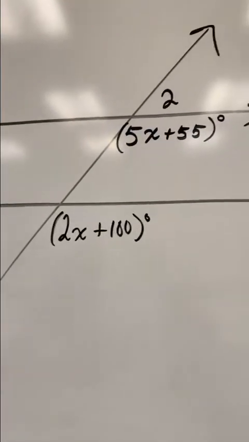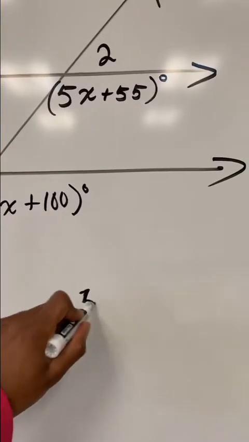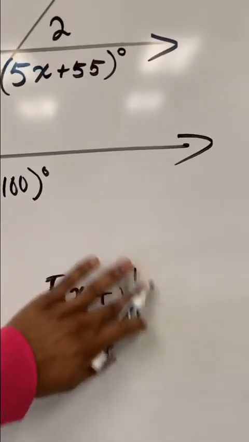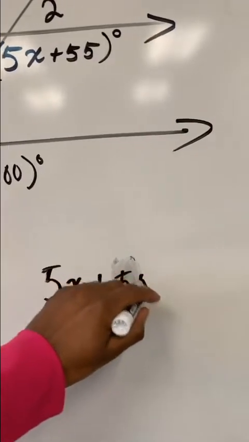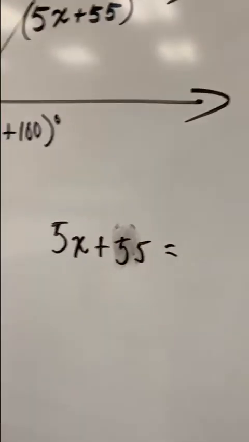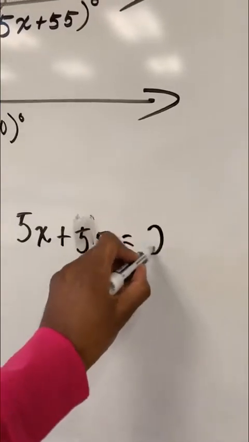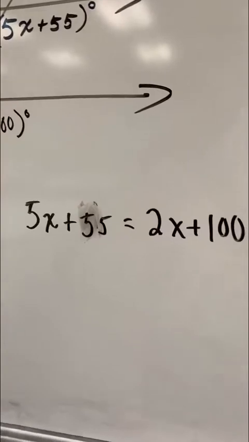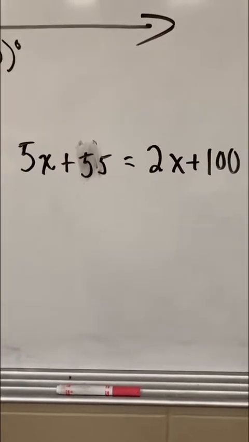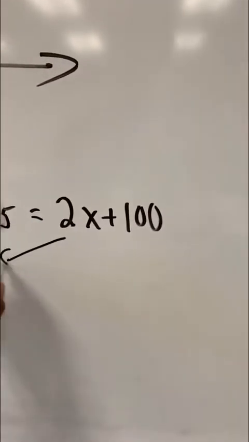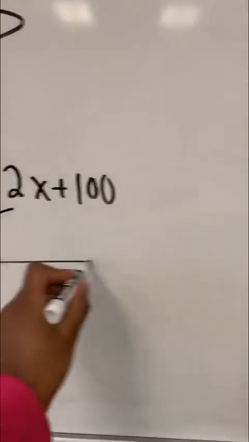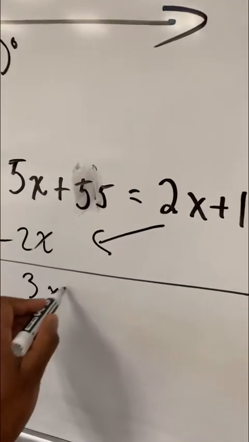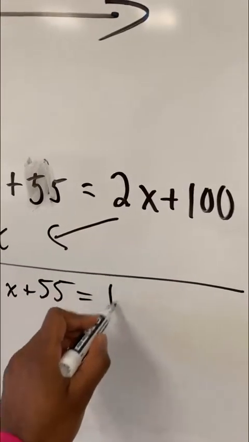All right, so since those two are congruent to each other, that means you can set them equal to each other. So I have a 5x plus 55 is equal to a 2x plus 100. And then we basically just solve for x. I can get this one over there. I can subtract 2x, right? So that gives me a 3x plus 55 is equal to 100.